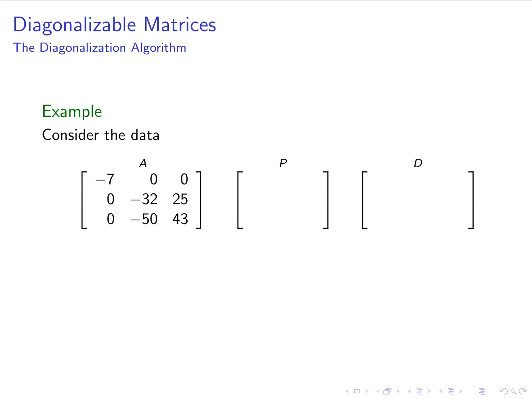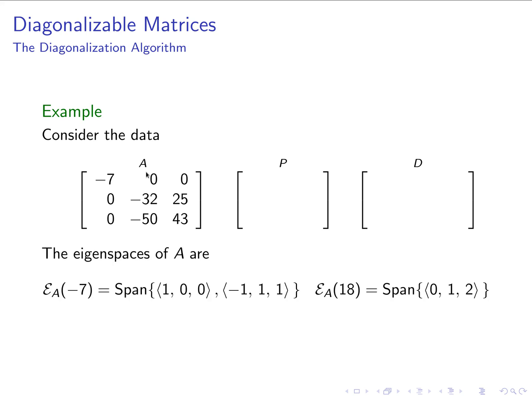So let's look at an example here. Here we have a matrix A, and for this matrix A, I went to the trouble to find bases for the two eigenspaces of this matrix. I took A and found that the two eigenvalues are -7 and 18. And then I also found bases for the eigenspaces.